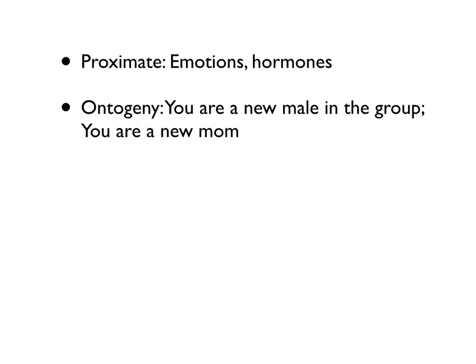Ontogeny. This is what I came up with. Perhaps you're a new male in the group. So you think about a male langur across his whole lifespan from infancy to old age. The time in their lifespan they are most likely to commit infanticide is when they're a young male coming into a group for the first time. Why? Well, we'll talk about the why later, right? This is just how. Ontogeny also might include new moms.